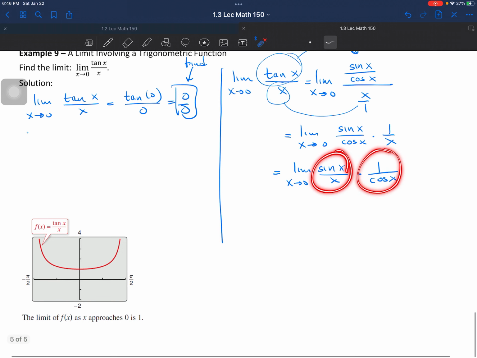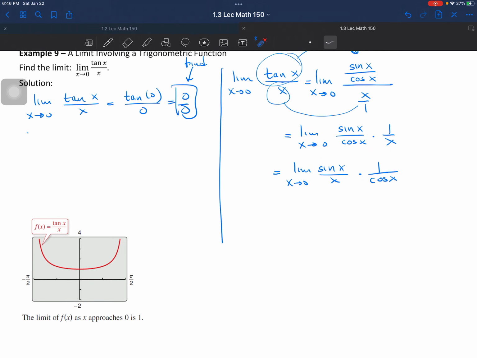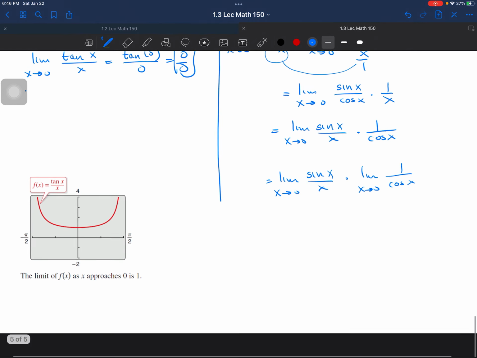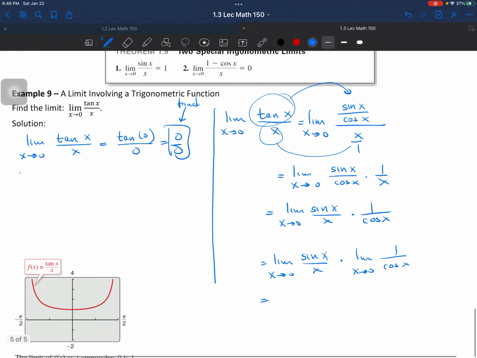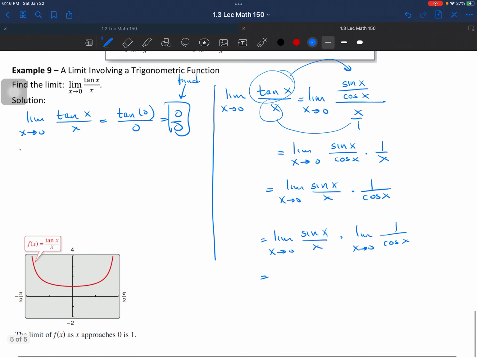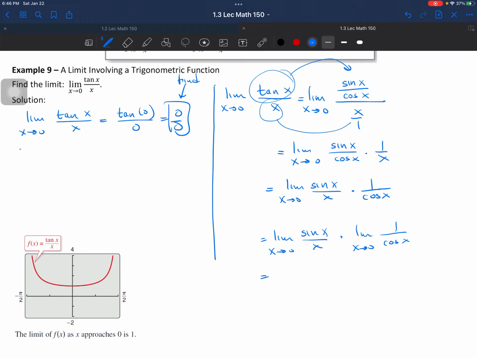So the limits of these two actually exist. So we can separate them, right? That's the reason why we can do this. The limit of sine of x over x as x approaches 0 times the limit of 1 over cosine of x as x approaches 0, right? By the special trig limit theorem over here, this is equal to 1, and this is equal to 1 over 1, right? By using direct substitution. So this gives us 1.